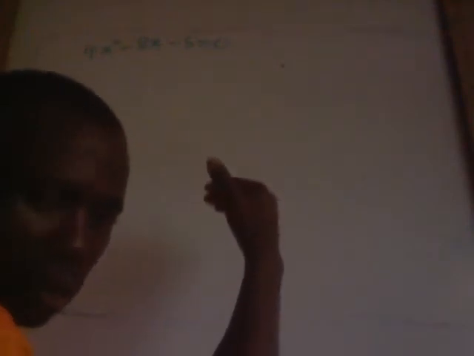So the question is on the board: 4x squared minus 8x minus 5 equals 0. First and foremost, in order for you to appreciate the short method, let us use the long method first. When we use the long method and then the short method, you're able to appreciate the short method.